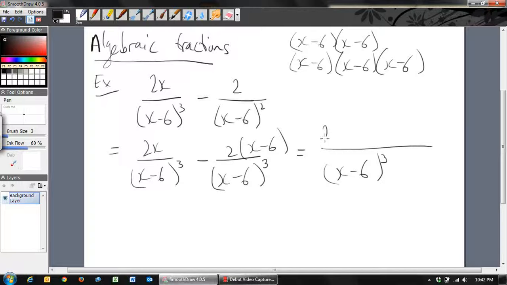So I'll just do it in 2 steps: 2x, and then we're going to have minus 2 times (x minus 6). And then remember, carry that negative. That goes to all parts here, okay? And so you're going to have negative 2 times negative 6, which is plus 12. So your answer is, the x's go, and you have 12 over (x minus 6) cubed. Okay, so get good at those things. Look for the factors, know what your lowest common multiple is, and work with it.